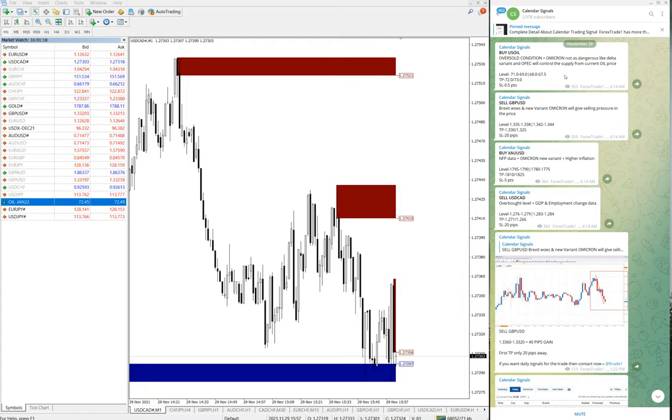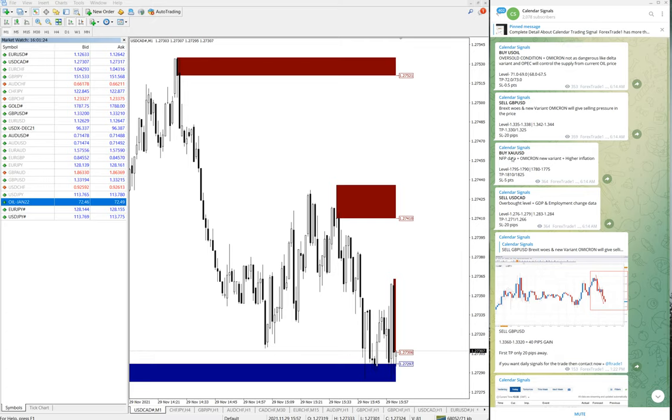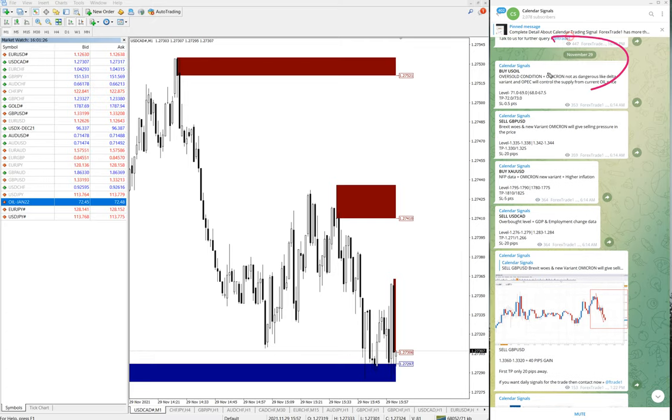Today is November 29. You can see the date pop up here. November 29, here it is. So today these are all the signals we have given: buy USOIL, sell GBPUSD, buy XAUUSD, which is gold, then sell USDCAD. So these four signals we have given today, and in calendar signal we are giving signals based on two reasons.